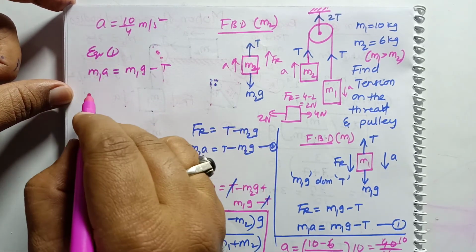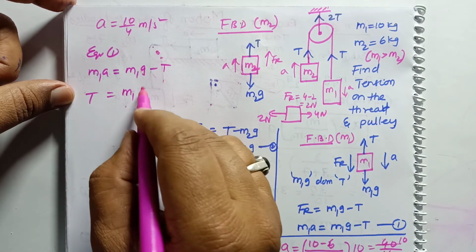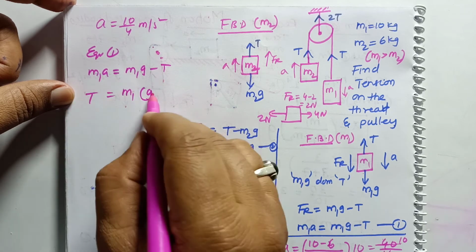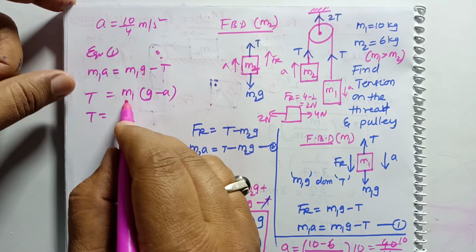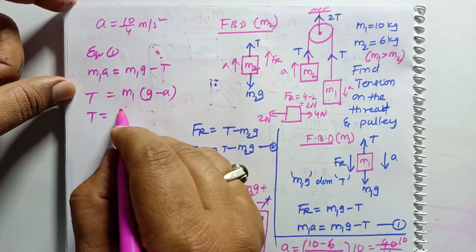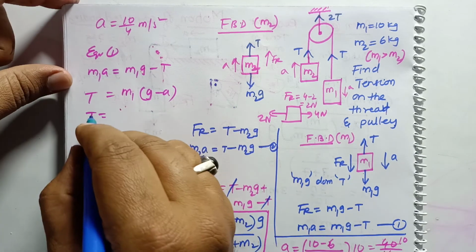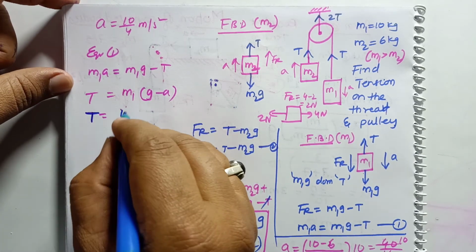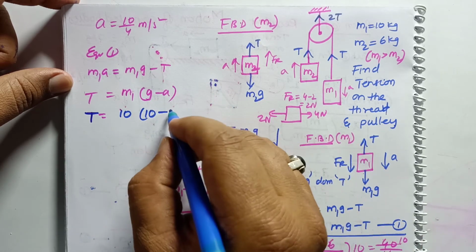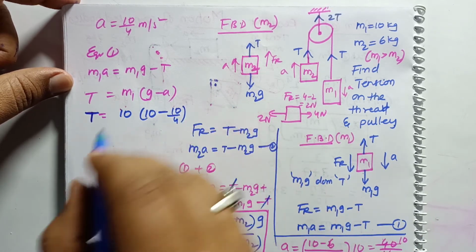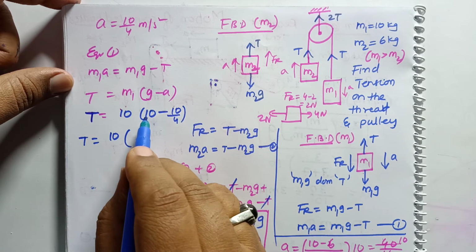So let us take tension to the left side. If you take M1 common, you'll be getting G minus A. So what is tension T? We can take M1 as 10. I'm finding the answer now. Tension T is equal to M1, which is 10, into G, which is also 10, minus the acceleration we just got, that is 10 by 4. It's very simple. Now tension is equal to 10 into 40 minus 10 by 4 here.